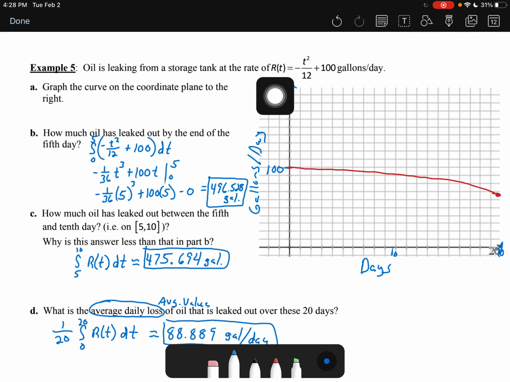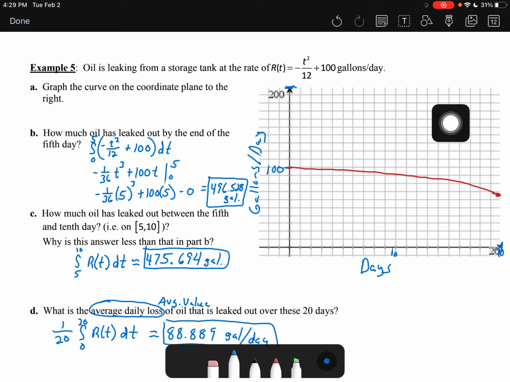They're going to give you a function that represents a rate. It says oil is leaking from a storage tank at a rate, they're calling it R of t, and it's negative t squared over 12 plus 100 gallons per day. So it's a quadratic equation. It's just a parabola that opens downward, and it has a real small a value, so it's curving very slowly downward.